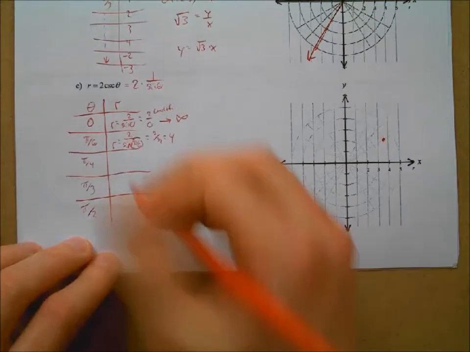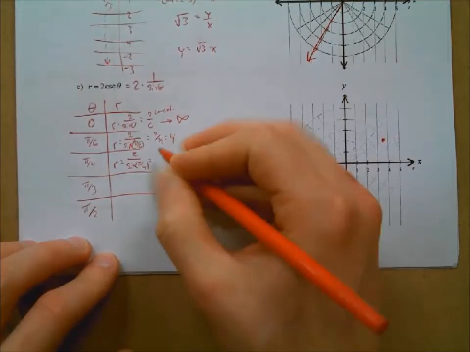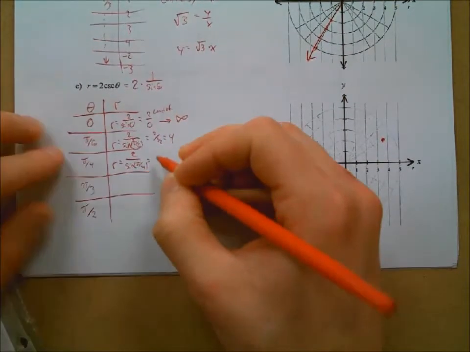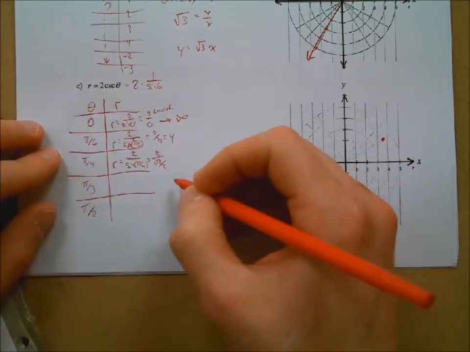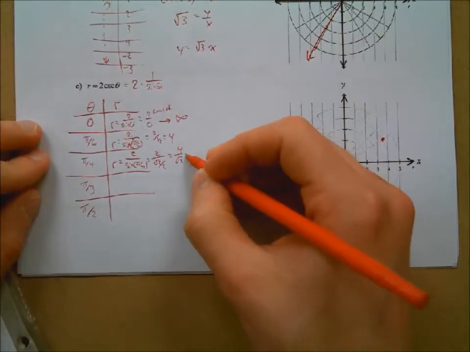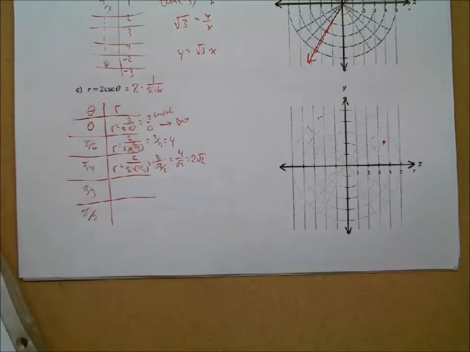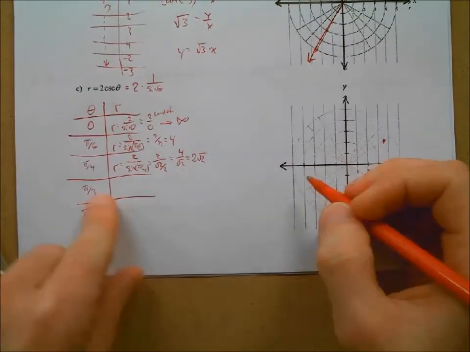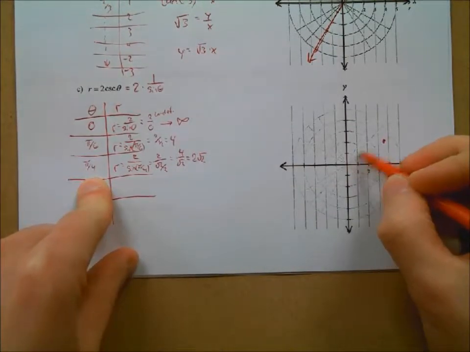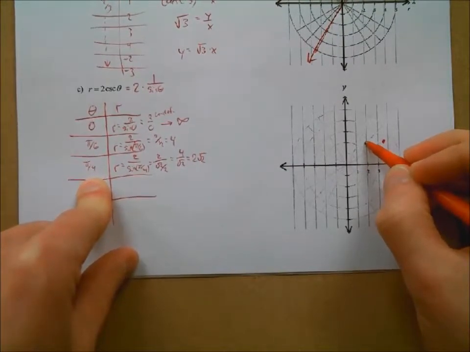Okay, let's do pi over 4. r equals 2 over sine pi over 4. Sine of pi over 4 is root 2 over 2, so it's 2 over root 2 over 2, which is the same thing as 4 over root 2, which is the same thing as 2 root 2 when you rationalize. Okay, and then 2 root 2, let me get that as a decimal here, that'll be helpful. About 2.8. So pi over 4 and about 2.8. So there's 1, 2 circles, and then not quite to the third circle, so right about there.